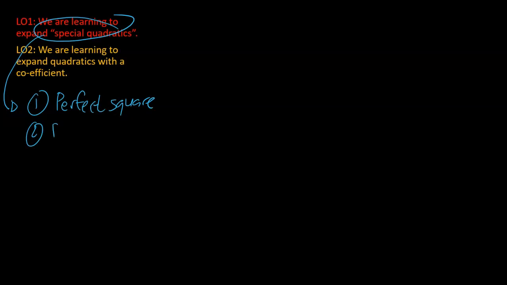So the first thing I want us to emphasize, what do I mean by these special quadratics? There's two types I want us to look at. The first type is called a perfect square. And the second type is called the difference between two squares. So we'll get into those two first. Once we've done that, we'll then have a look at this coefficient stuff and what I mean by that.